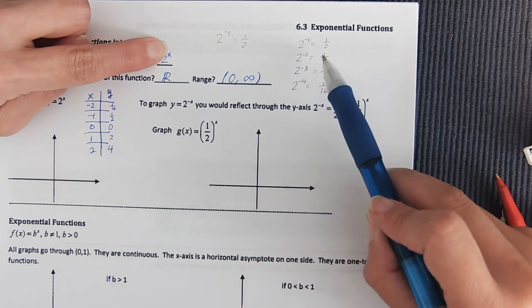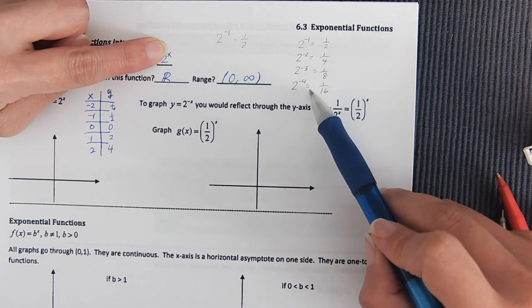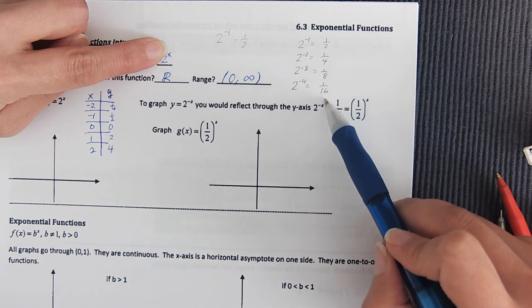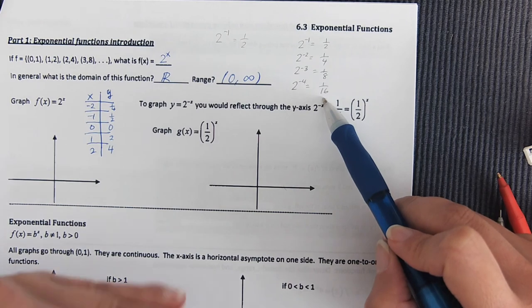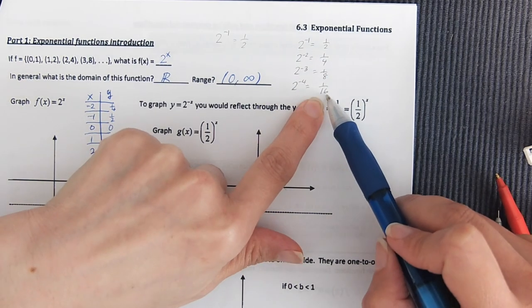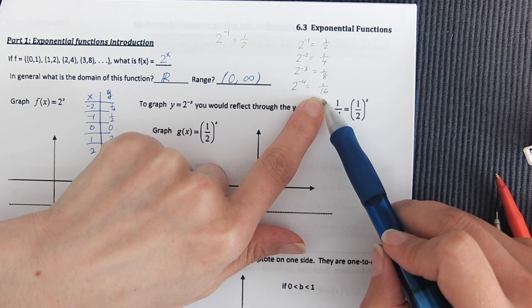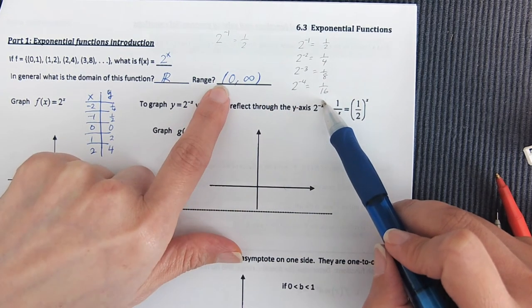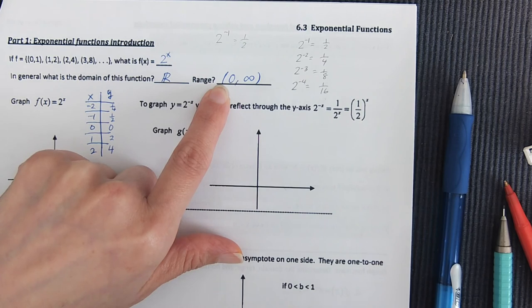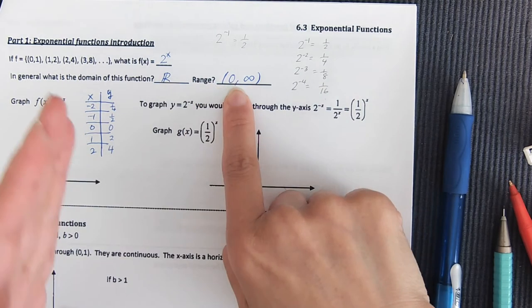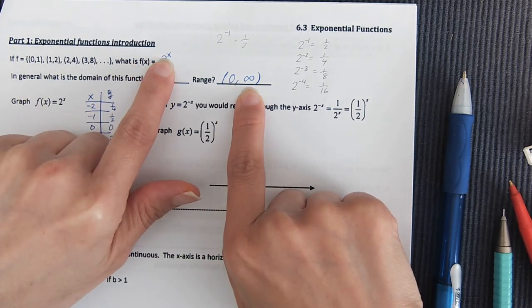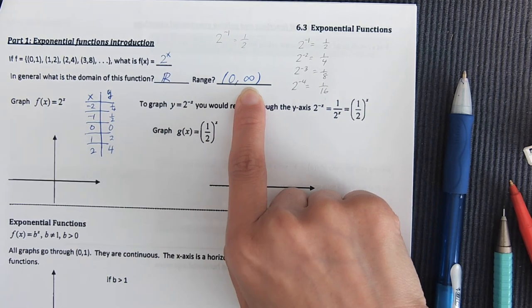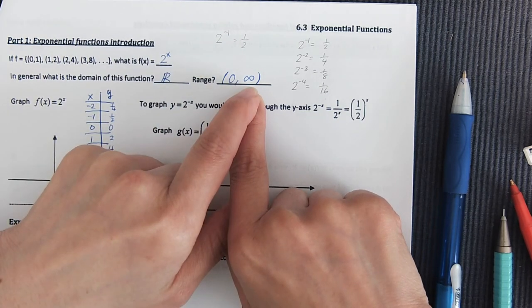If you plug in a negative power, what's the result? It's always fractions. You never have a negative number. It's always positive fractions, never negative fractions. That's why everything is a positive number. That's why the range is bigger than zero: there's no negative happening. And if you put in power 100 or power 1000, it gets to be a huge number. That's going to be infinity.